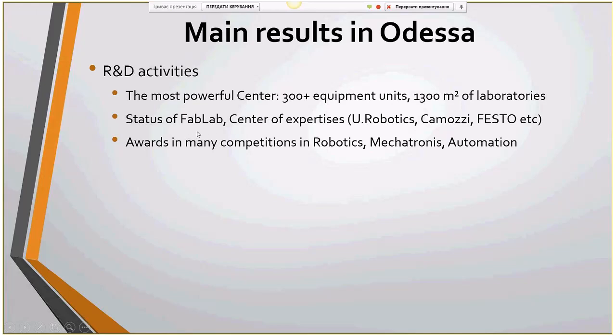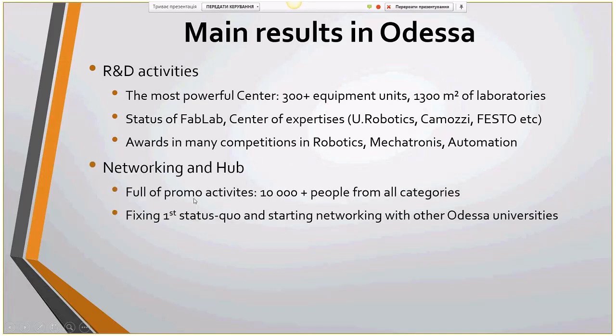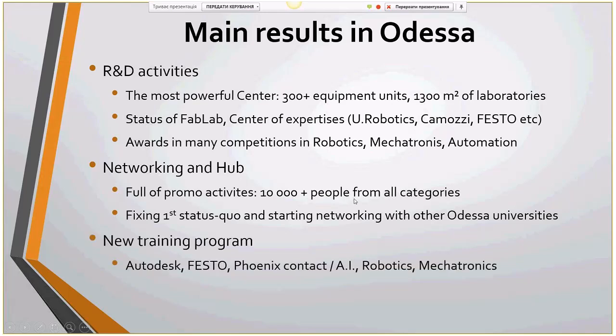But the rest is the level of their proactivity and their motivation to work with the market, because they became a Fab Lab. Maybe you know this worldwide network of Fab Lab laboratories. They also became a center of expertise of well-known Western providers like Universal Robots, like Komosi, like Festo, and so on. Typically, they are very active in many competitions in robotics, mechatronics, and automation. Also, they are very active in prom activities. They typically engage a lot of students, even children, and also commercial players.